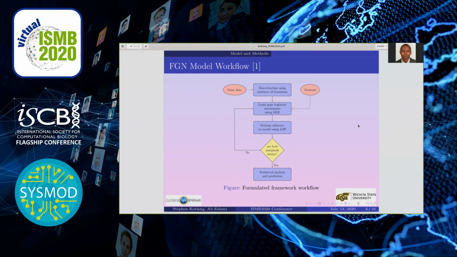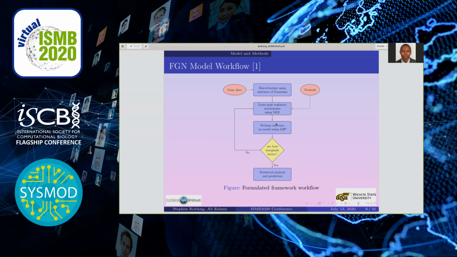The general workflow of our model is described as follows. We obtain uniformly normalized experimental data and gene network structure carefully curated from the literature. In this sense, the network and the data become our model inputs. We then apply gene-specific discretization to the continuous data using a mixture of Gaussian model. Once you have this, you can apply maximum likelihood estimation to learn the regulatory functions.